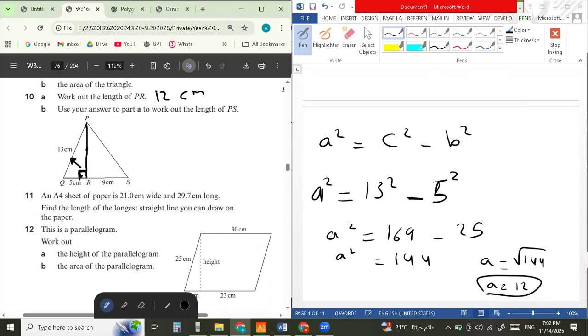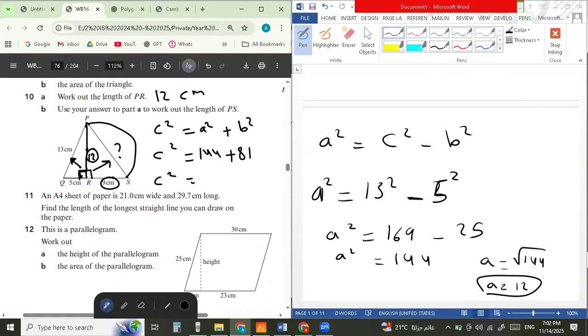Use your answer to part A to work out the length of PS. Okay, mister, I found that this is 12, right? Can I find PS, which is this one? Yes, you can. I have the two legs, 9 centimeters and 12 centimeters. This is a right angle. They want the hypotenuse. So c squared equals a squared plus b squared. C squared, I need to find it, equals 12 squared, which is 144, plus 9 squared, which is 81.